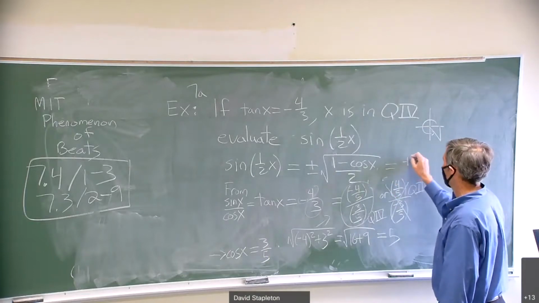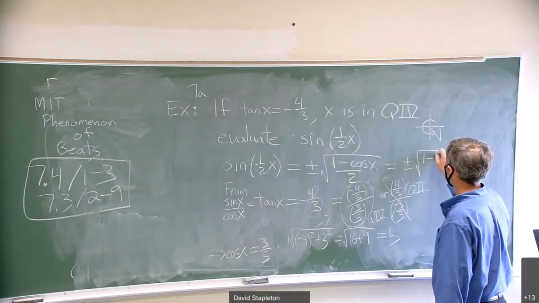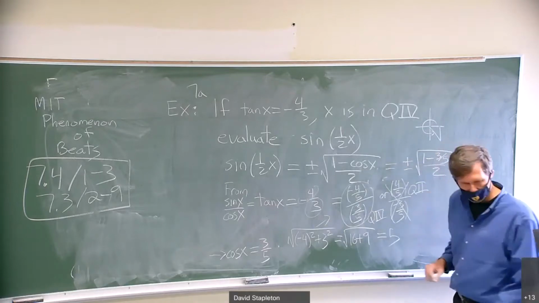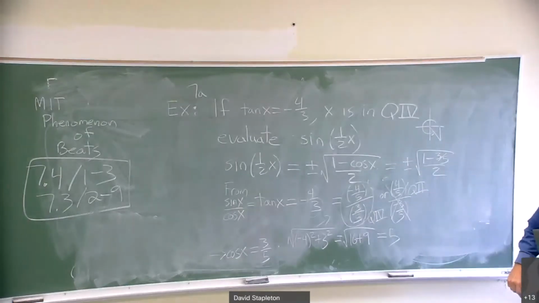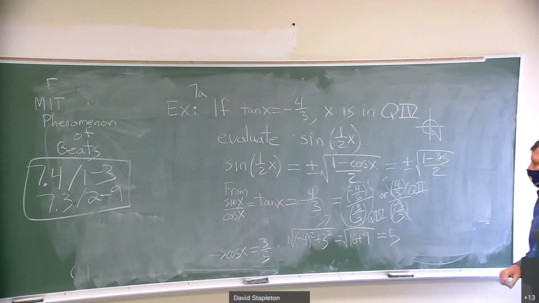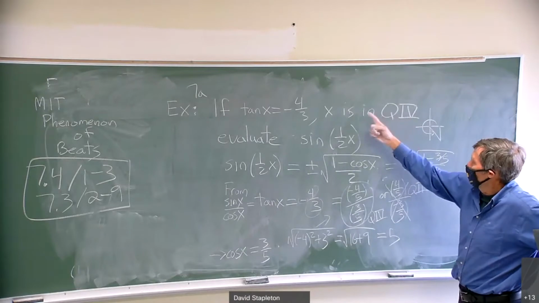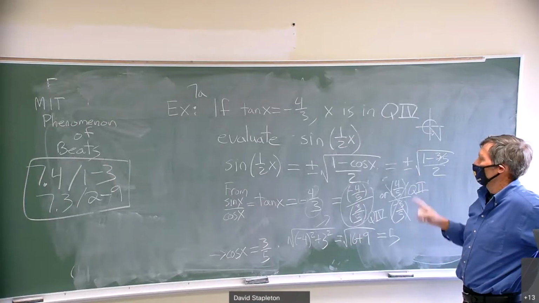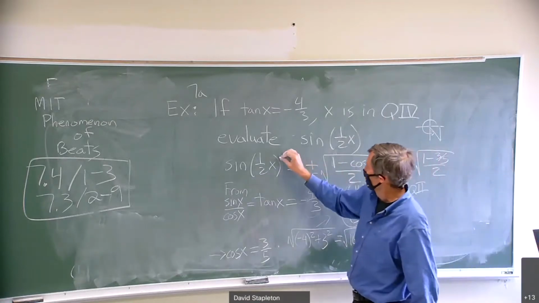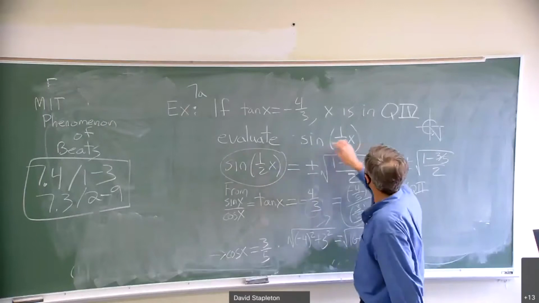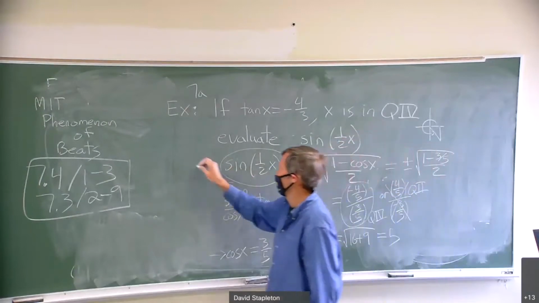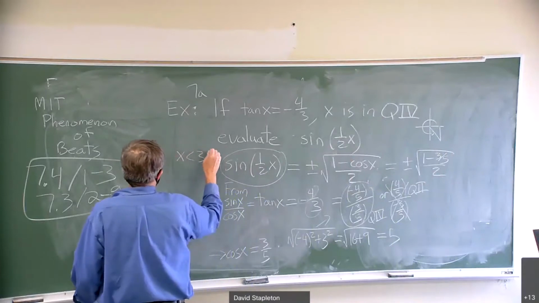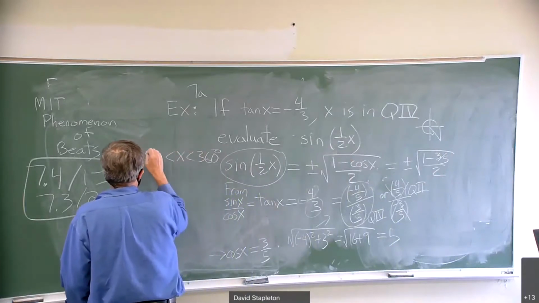I write this as plus or minus the square root of (1 minus 3/5) over 2. Right? And is it plus or minus? Well, you have to be careful here because you say, oh, x is in quadrant 4. In quadrant 4, cosine is positive, but wait a minute, we're not doing that. We're doing the sine of 1/2 x. So if x is in quadrant 4, x is between 270 and 360 degrees, right? That's quadrant 4.